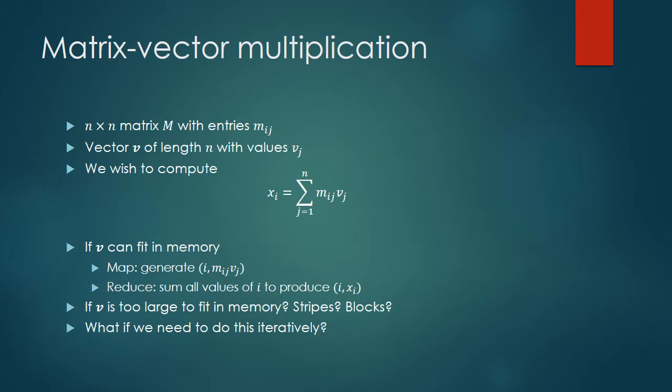So, n by n matrix with entries mij. This is the same thing. I think I just copied the old one. Yeah, this is the old slide.